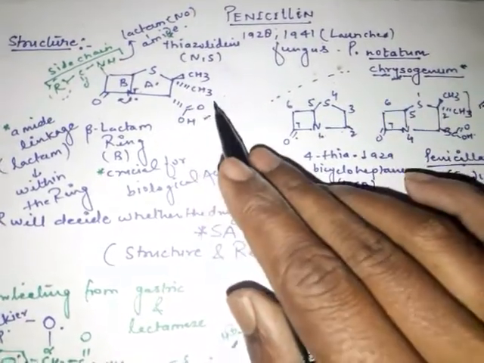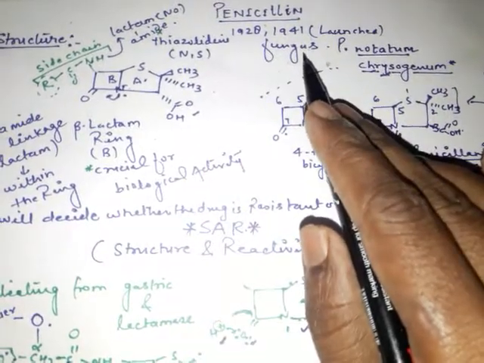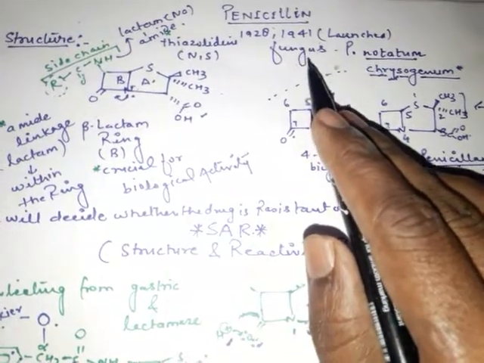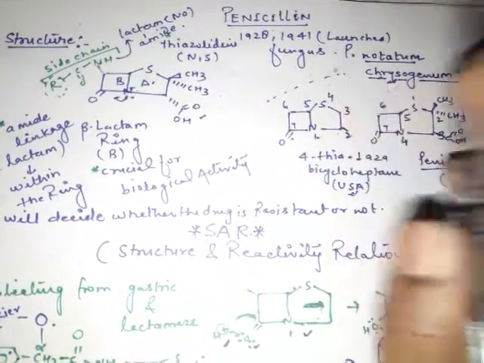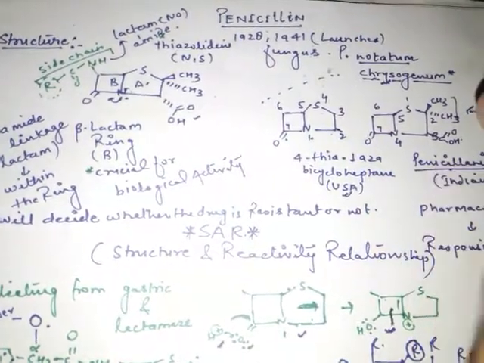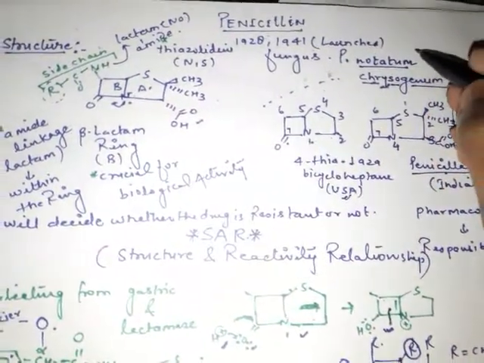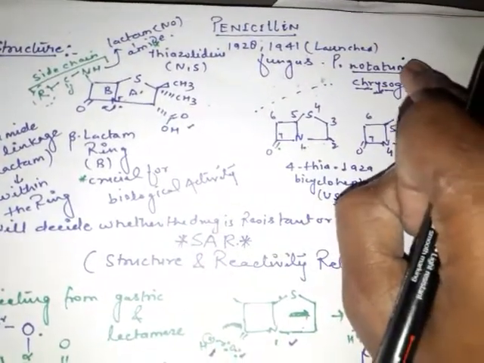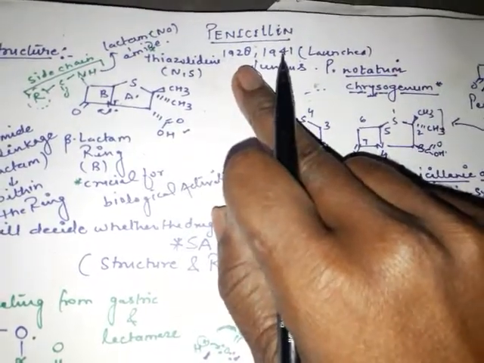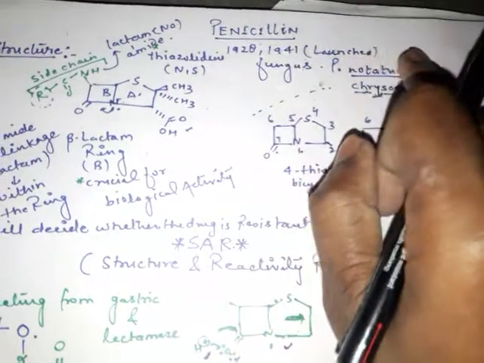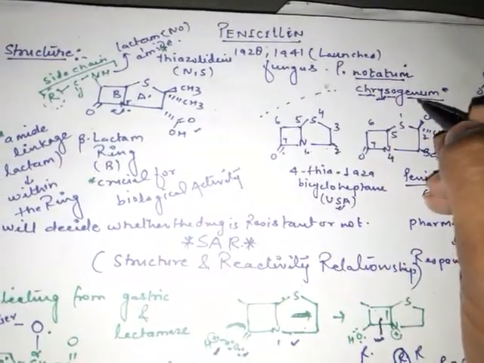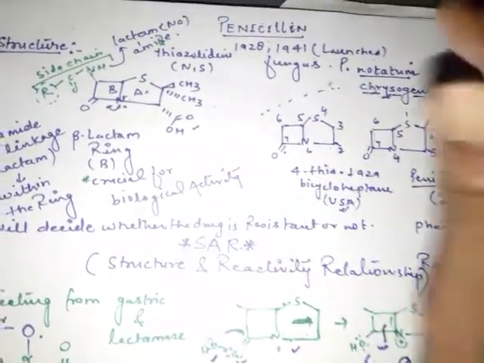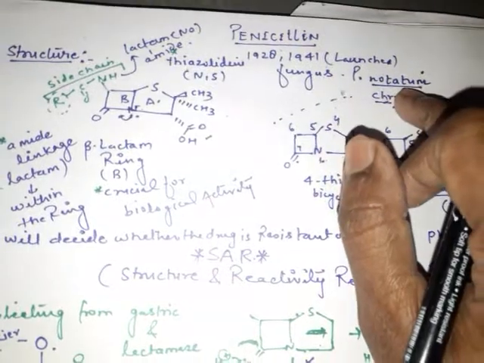But before discussing the structure, we want to discuss a short story of penicillin, some basic points from a historical point of view. It was discovered in 1928 by Alexander Fleming, and it is isolated from Penicillium notatum. Although it was discovered in 1928, it was launched in the market in 1941. In industry, it is isolated from Penicillium chrysogenum. So this is a very important point for the discovery of penicillin.